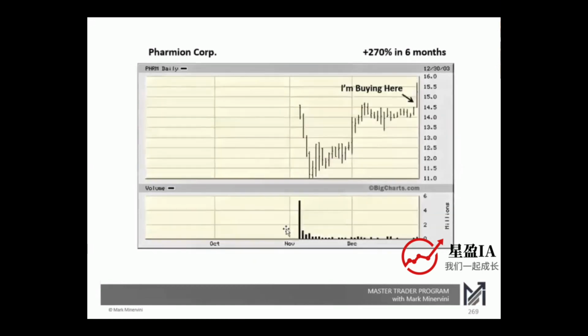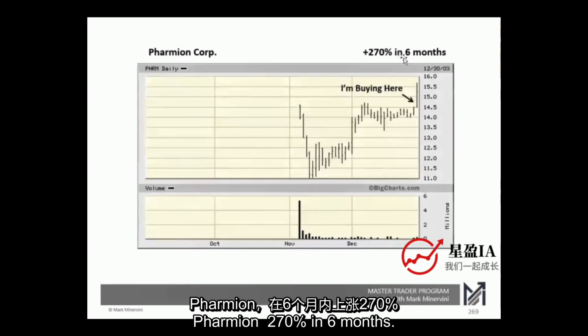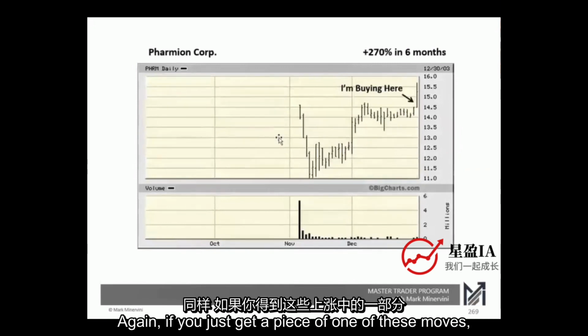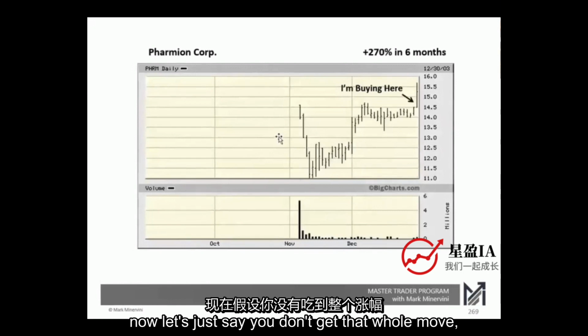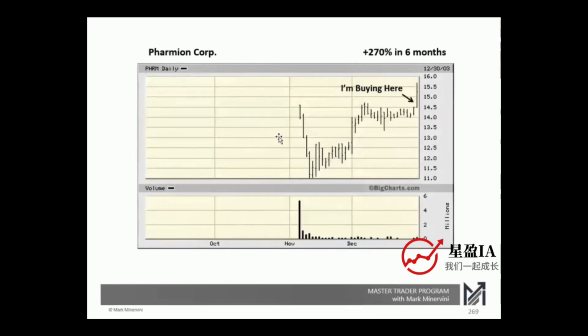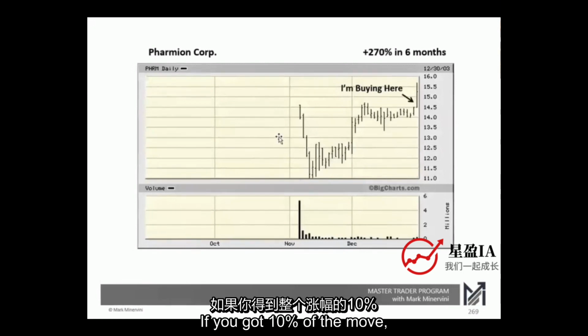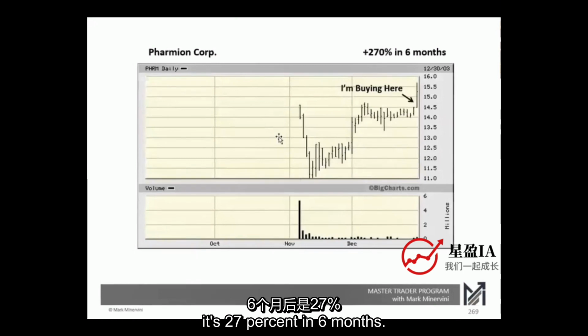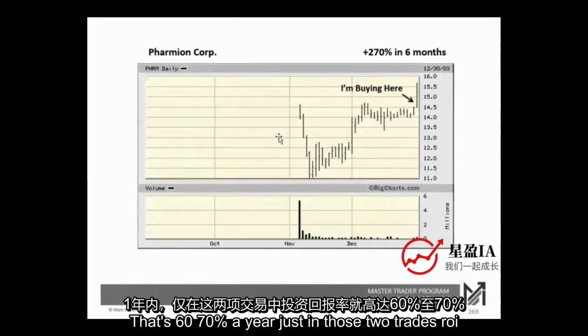Another one here. This is one that I traded, Farmion, 270% in 6 months. Again, if you just get a piece of one of these moves, now let's just say you don't get that whole move, you get a quarter of that move. If you got 10% of the move, it's 27% in 6 months. That's 60-70% a year just in those two trades. ROI.